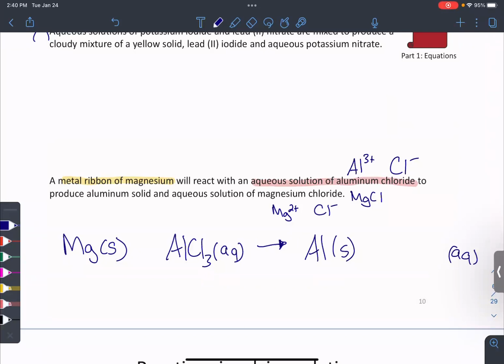So it's not just MgCl, as written. No, it's MgCl2 in order for it to be charge balanced. Okay, there we go. All right, the hard part's done. Naming, identifying. Now it's the balancing.